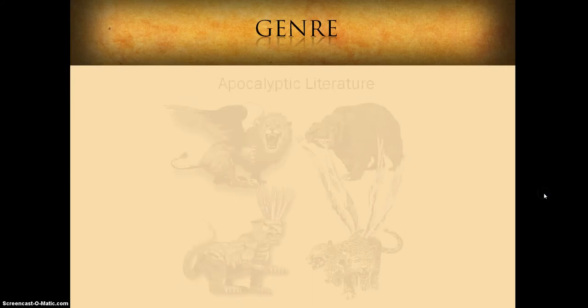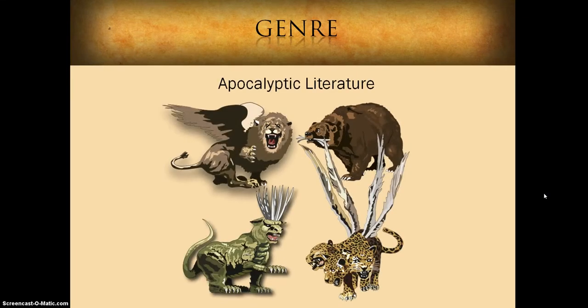So genre: apocalyptic literature like Daniel or the Book of Revelation, those books you're not going to take literally, because by their very nature, they're more symbolic. So you're not going to read things so literally.